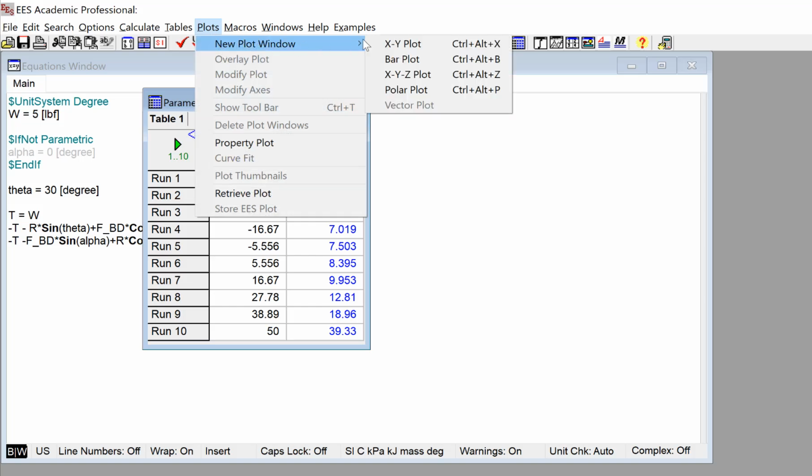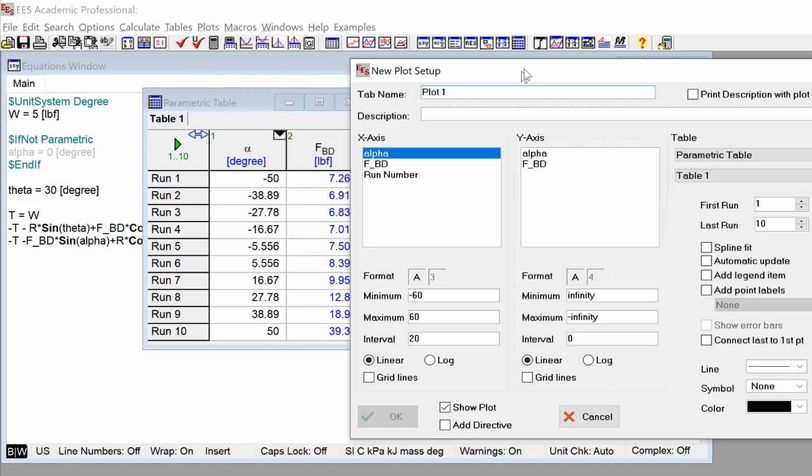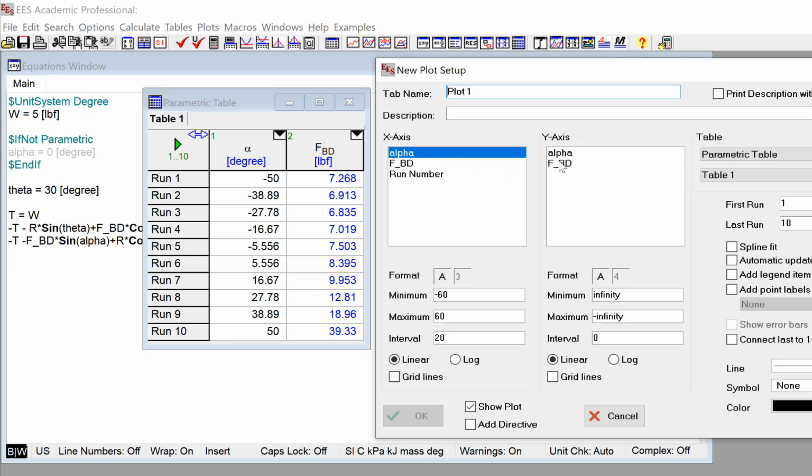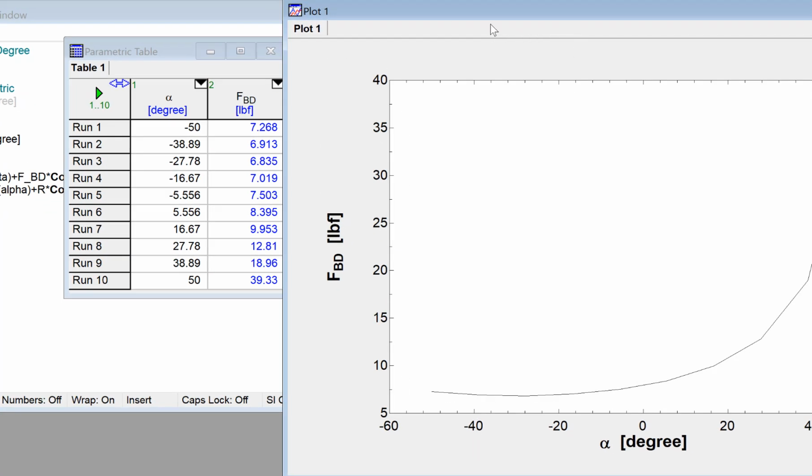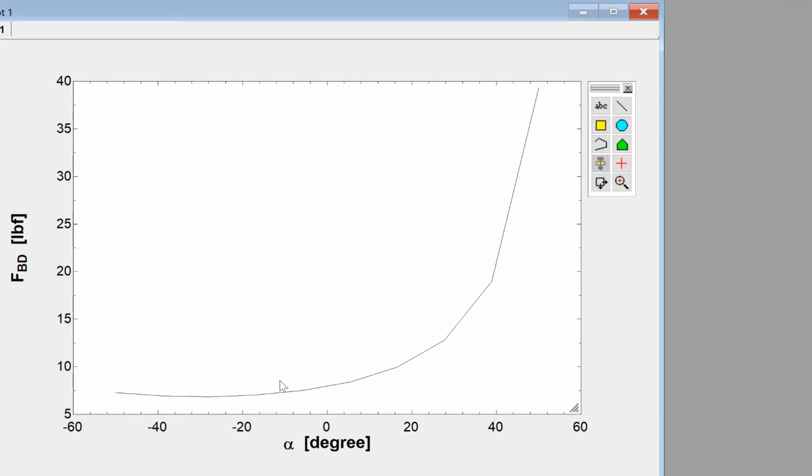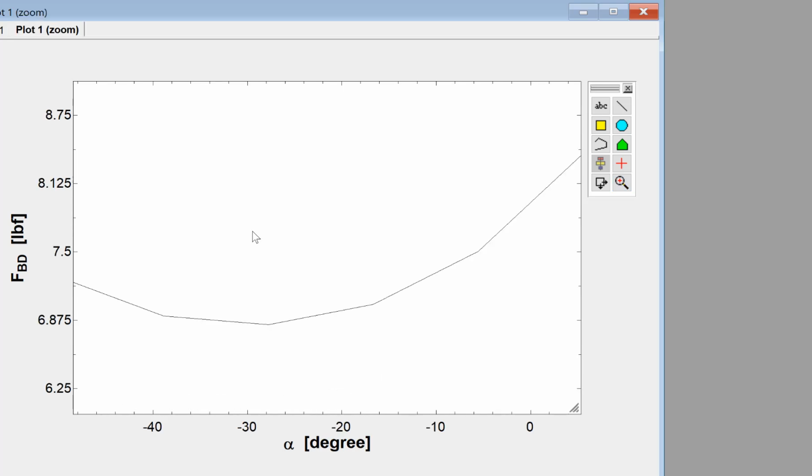So Plot, New Plot, XY Plot, and let's see, I want the x-axis to be alpha, I want the y-axis to be FBD, and we'll hit OK. And yeah, there's my plot. You can see minus 30 or so is what minimizes FBD. In fact, maybe I should even zoom in a little bit, so I can zoom in with this zoom selection. So we'll go right here and zoom in on the region I'm interested in, and yeah, it becomes even more obvious that sort of minus 30 is the optimal angle.